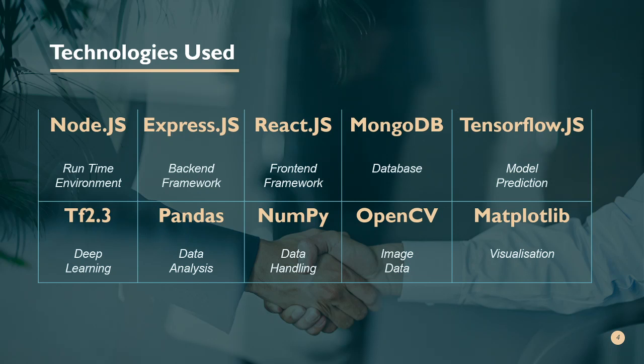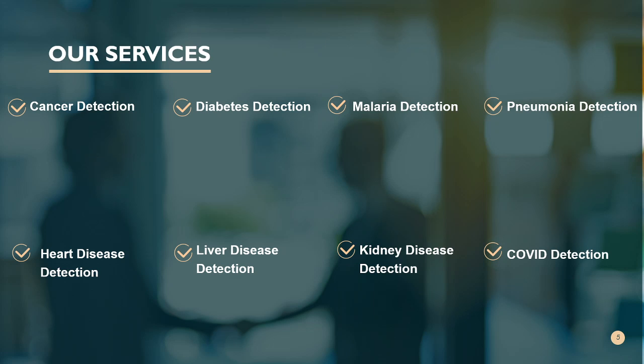Okay, so the technology that we have used: for the web development part, we have used Node.js, Express.js, React.js, MongoDB, and TensorFlow.js. And for the machine learning, deep learning part, we have trained all the models using TensorFlow, Pandas, NumPy, OpenCV, and Matplotlib. Matplotlib is not required, but just for the visualization part. So let's move forward. And these are our services.